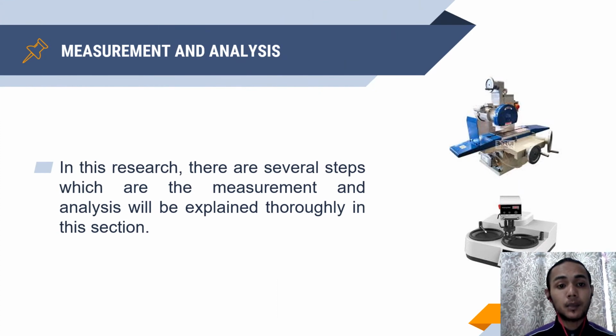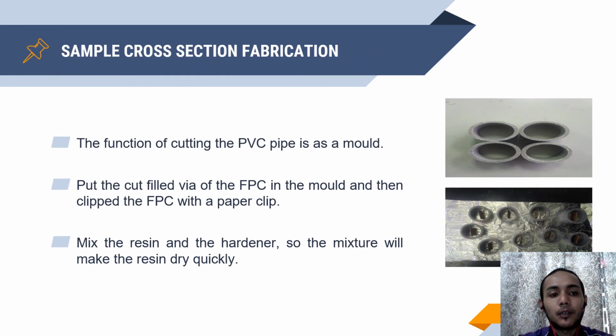For the measurement and analysis in this research, there are several steps which we will explain thoroughly in this session. For the sample cross-section fabrication, to obtain a cross-section of the filled via, a PVC pipe will be cut into some pieces. The function of the cut PVC pipe is as a mold. Put the cut filled via of the FPC in the mold and then clip the FPC with a paper clip, so the position of the FPC will be upright.